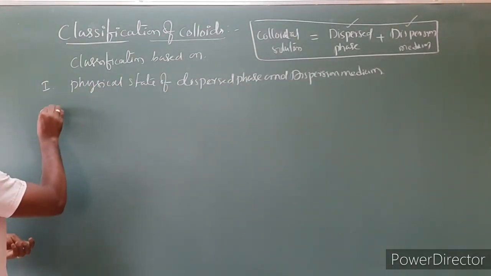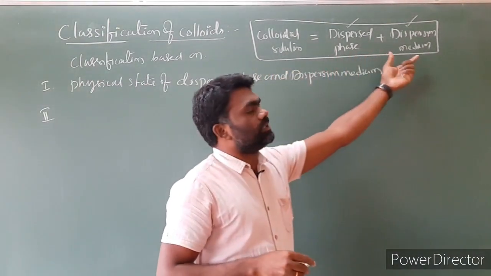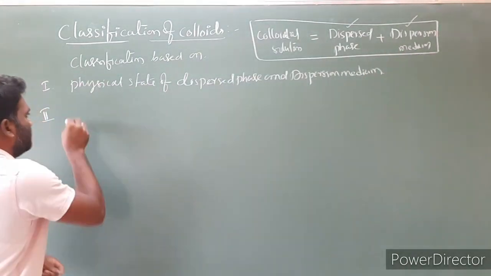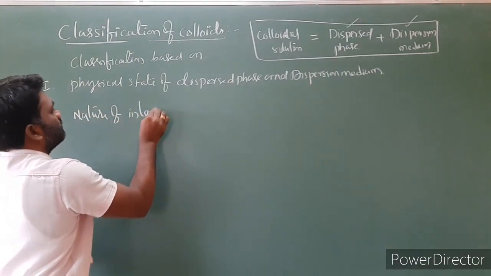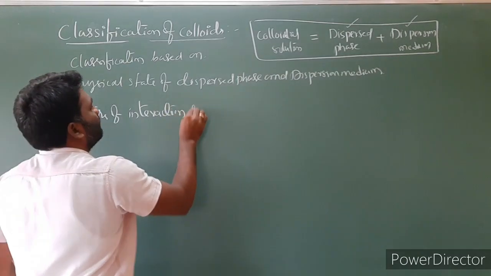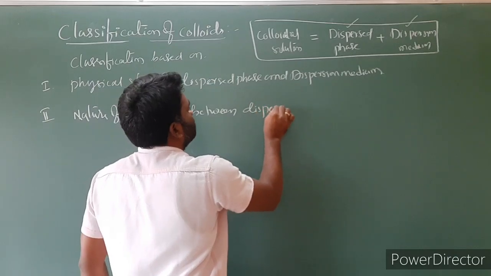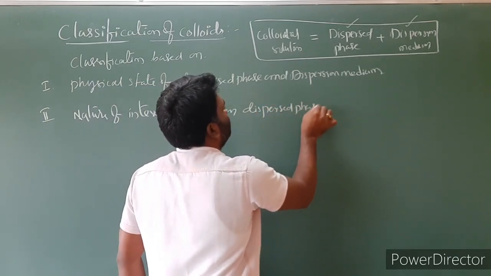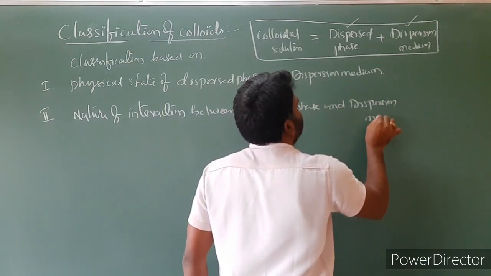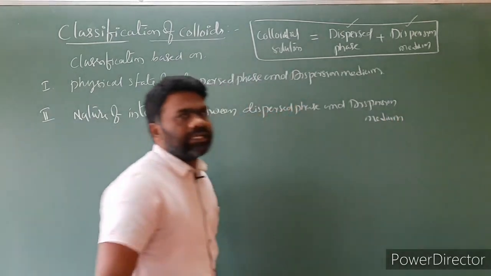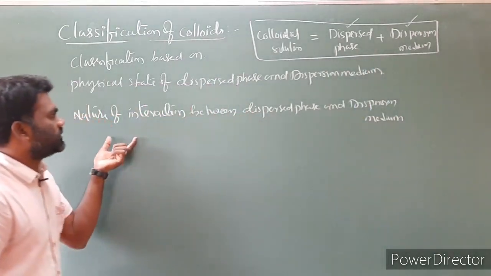The second category is classification based on nature of interaction between the dispersed phase and dispersion medium. That means attracting or repelling; based on the nature of interaction, we classify colloids.